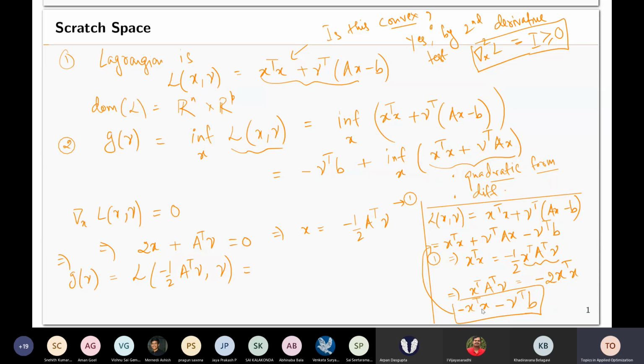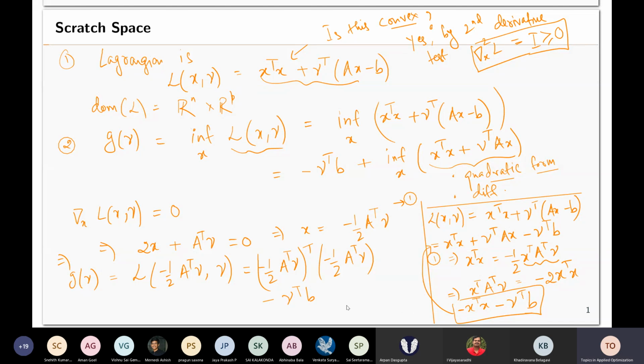So I only need to put x here now. So x is this, right? Minus half A transpose nu, and its transpose, minus half A transpose nu. And then these other terms have no dependence on x, so they will just remain like this.